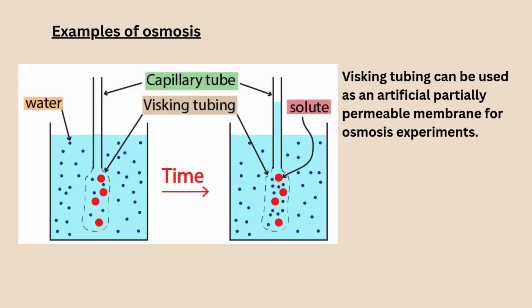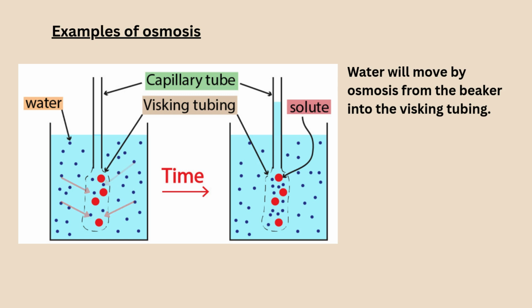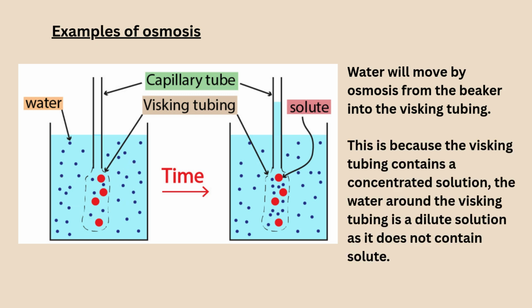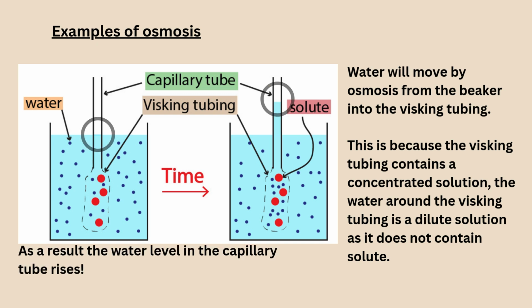Examples of osmosis. Visking tubing can be used as an artificial, partially permeable membrane for osmosis experiments. Water will move by osmosis from the beaker into the Visking tubing. This is because the Visking tubing solution contains a concentrated solution. The water around the Visking tubing is a dilute solution, as it does not contain solute. As a result, the water level in the capillary tube rises.